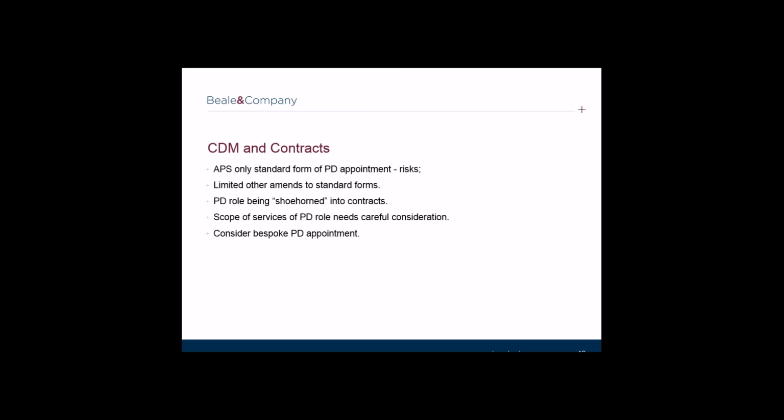One issue with such an approach is that in addition to the onerous nature of the duties under CDM 2015, as we discussed previously, those duties are often expressed by reference to the PD achieving certain requirements, for example, to ensure that all designers comply with their duties. The duties under CDM 2015 do not say what the PD is actually going to do to meet those requirements, which is what one would expect a scope of services to do.